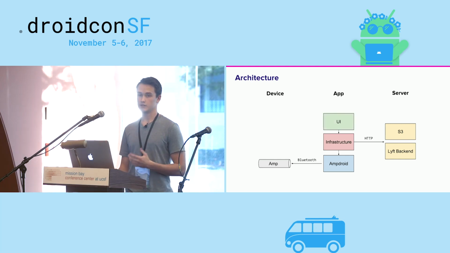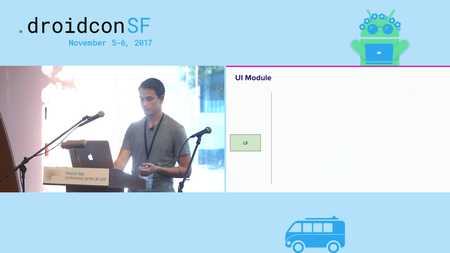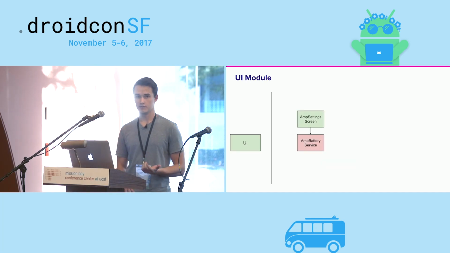If we take another step up, we can see that we're now in the UI layer, which only included those two screens that I mentioned before. The first screen was the AMP settings screen, which shows whether or not you're connected and also the current battery life, and so that uses the AMP battery service.